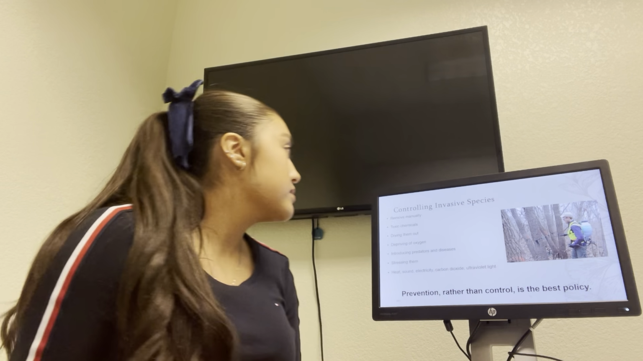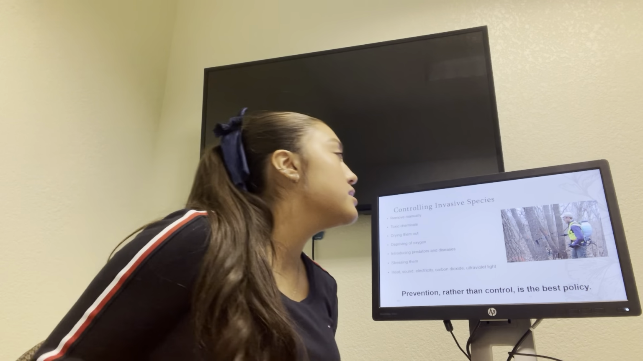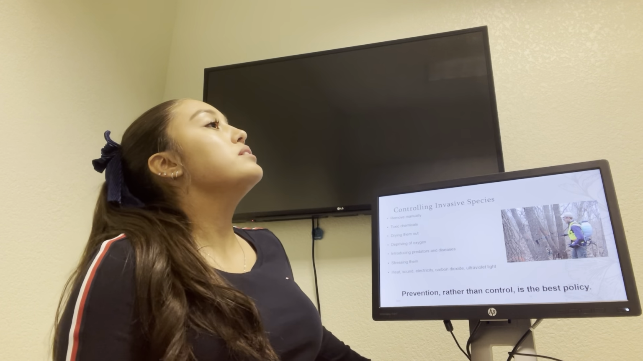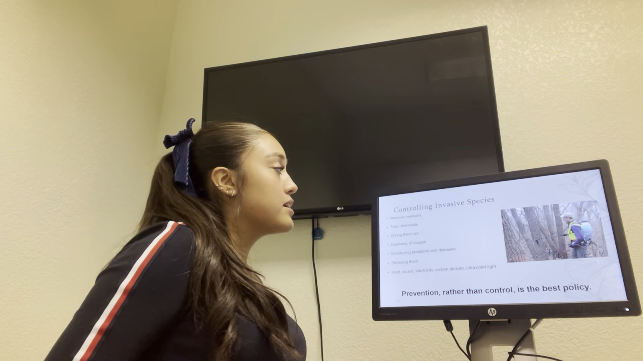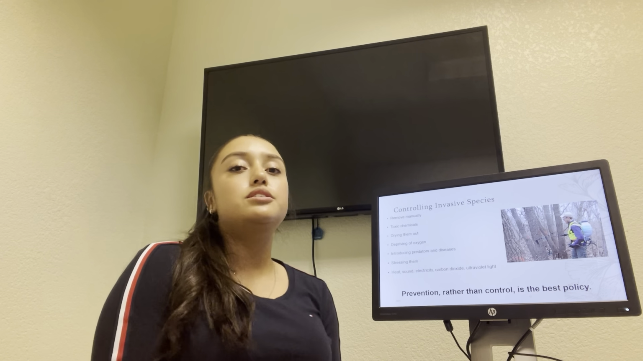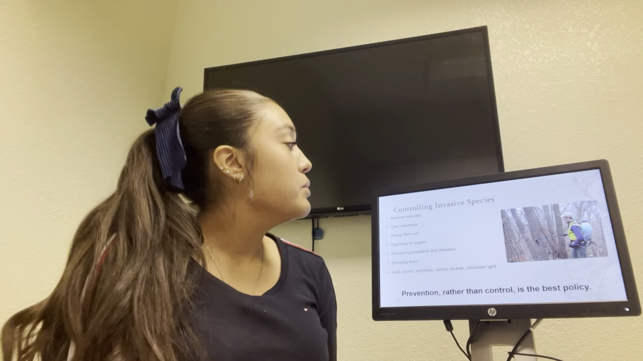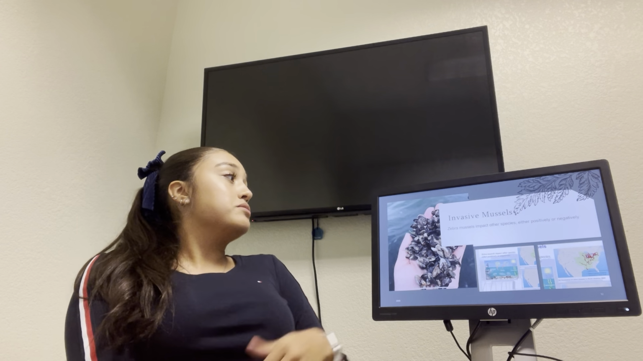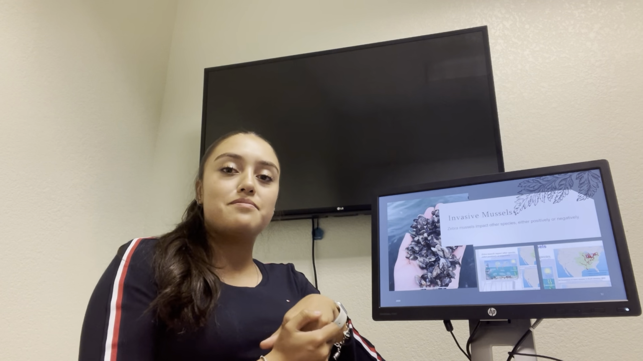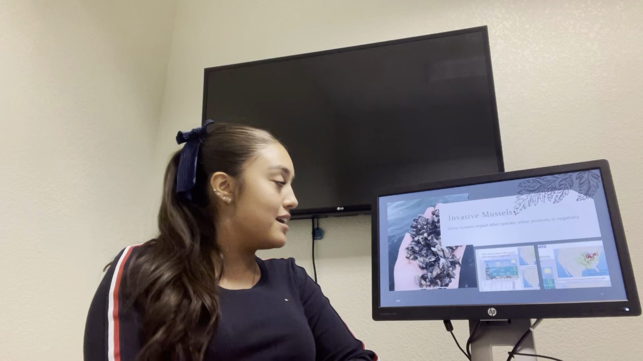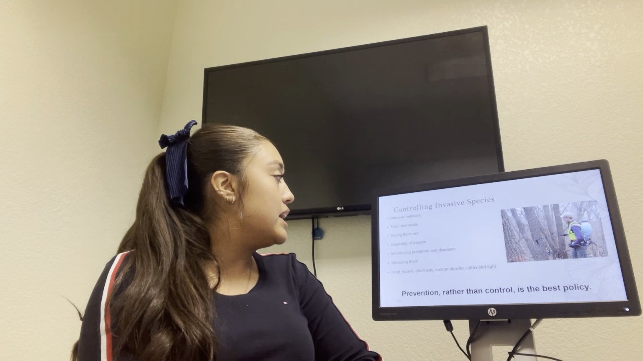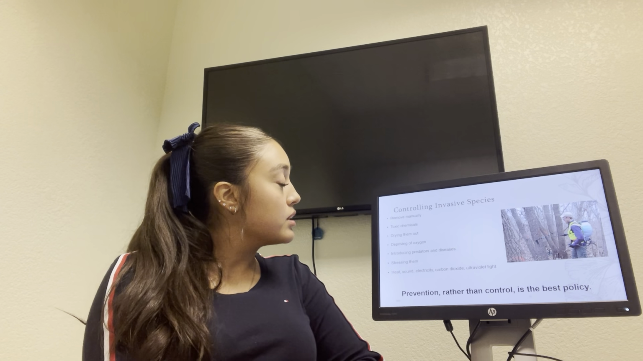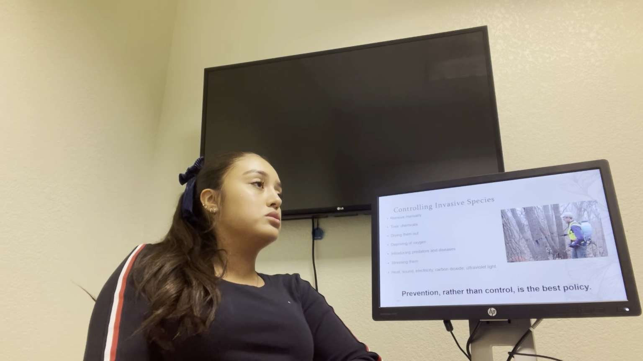So, controlling invasive species. So we saw in the video that invasive species can cause damage. So how to solve this problem? We can remove them manually. As we saw here, they're probably not being removed in this picture, but we can see that they are being held manually.